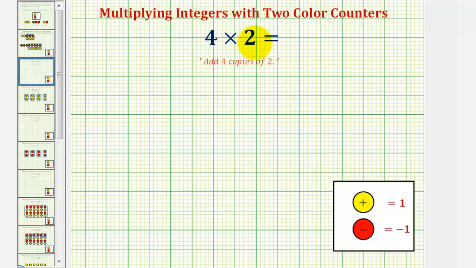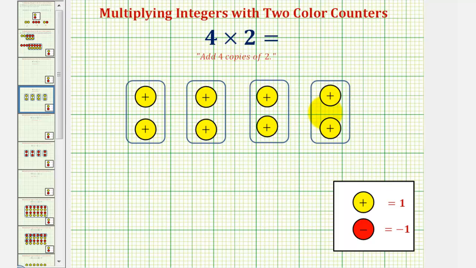Here we have positive 4 times positive 2, or if we want, just 4 times 2. To model this using two colored counters, because we have a positive 4 times a positive 2, we can view this as we start with nothing, or 0, and then we're adding 4 copies, or 4 sets of positive 2. And because we can model positive 2 using two yellow counters, we'd be adding 4 copies or 4 sets of two yellow counters, which would look like this.